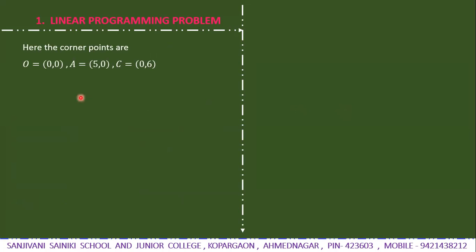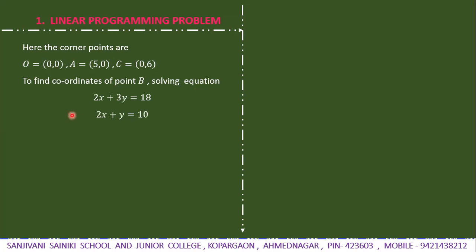Now let us see. The corner points are A (5, 0), origin (0, 0), C (0, 6). Now to find the coordinates of the point B, we solve the equations 2x plus 3y is equal to 18 and 2x plus y is equal to 10. We have to solve these two equations simultaneously. You will obtain x is equal to 3 and y is equal to 4. How to solve the equations simultaneously, you know better, or I will explain one here.